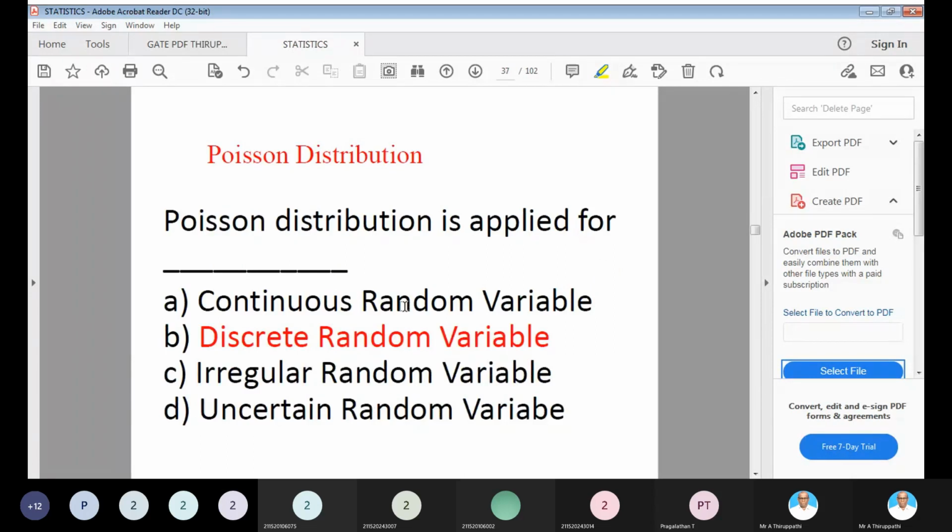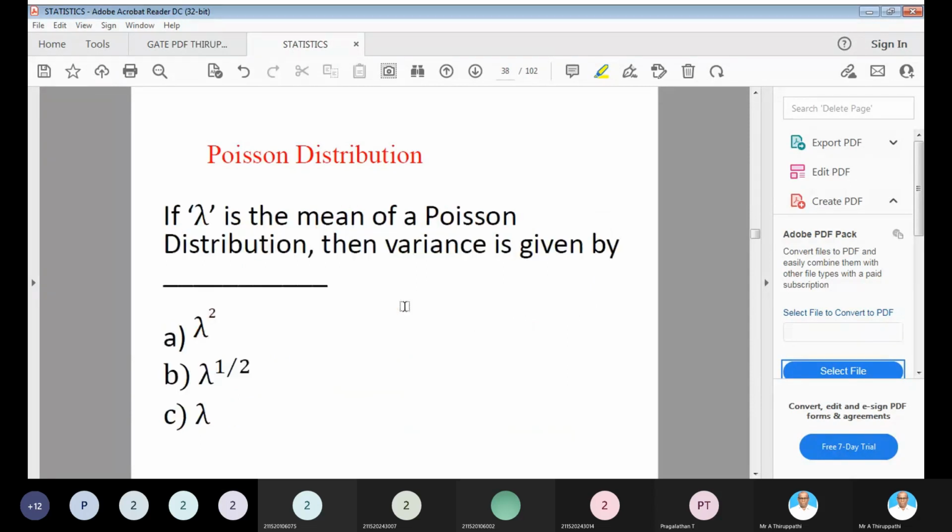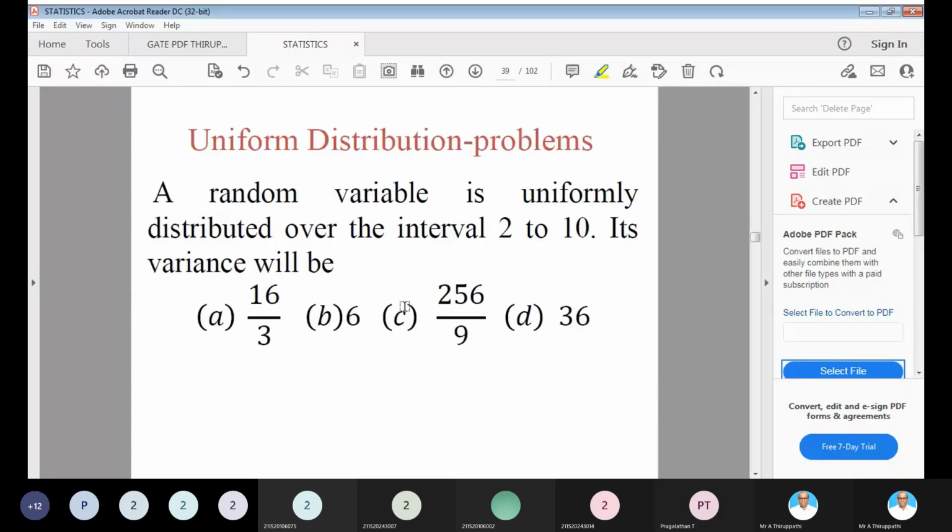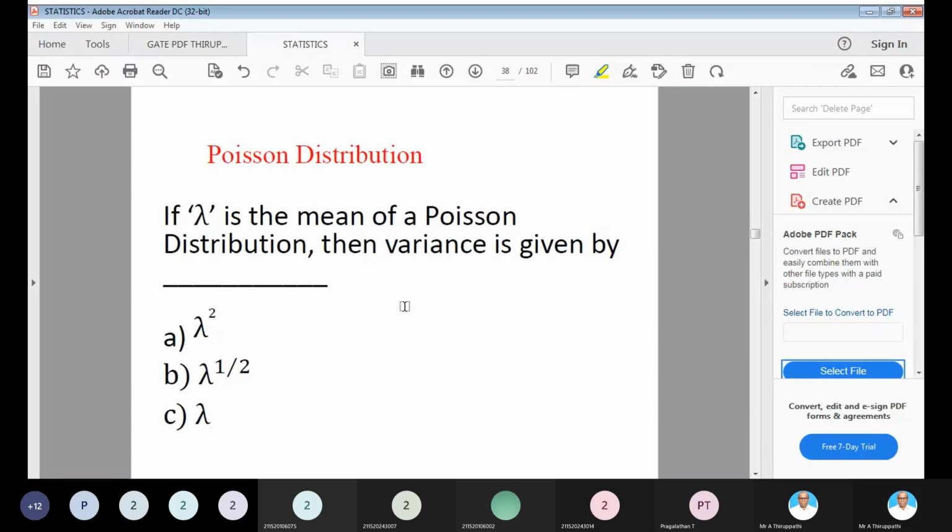Next one. Poisson distribution is a discrete random variable. Lambda is the mean of the Poisson distribution. What is the variance? The mean and the variance of the Poisson distribution are equal, that is equal to lambda.